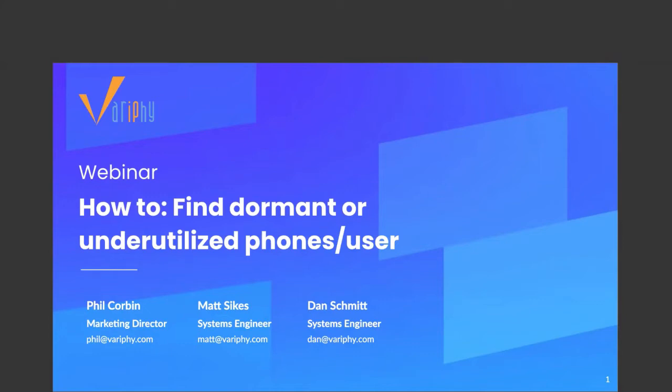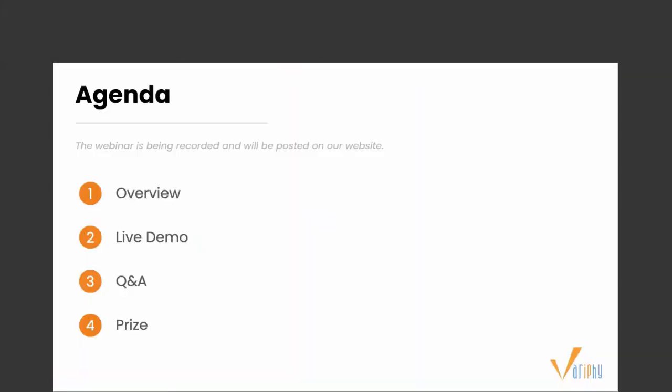And in today's webinar, we're going to cover Cisco CDR reporting, more specifically, how to find dormant and/or underutilized phones or users. We're going to start off with a quick overview of Variphy and what we do. We'll jump into a live demo, show you an in-depth demo of our CDR reporting and how it makes it easy to identify dormant phones or end users that haven't made or received any or a minimum number of calls, so that Call Manager UCM licenses can be reclaimed and reassigned.